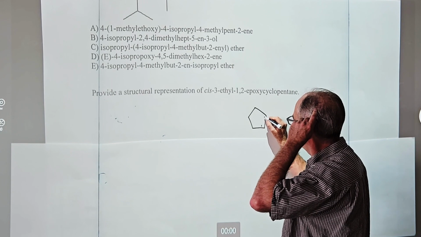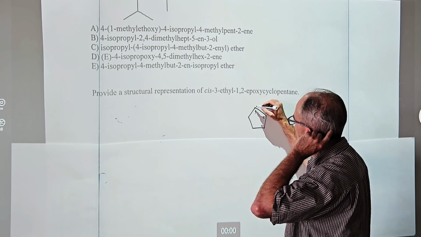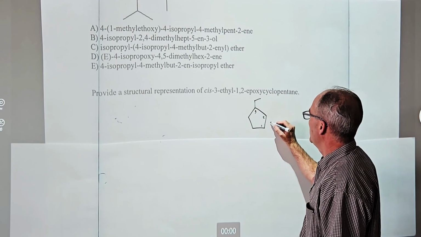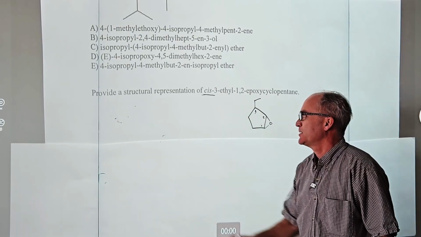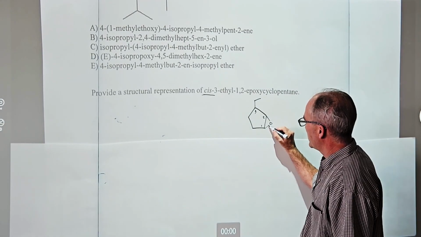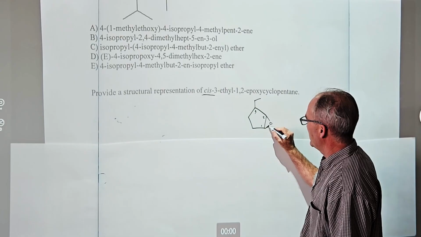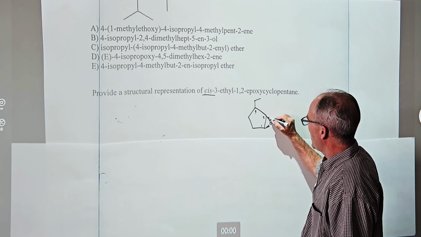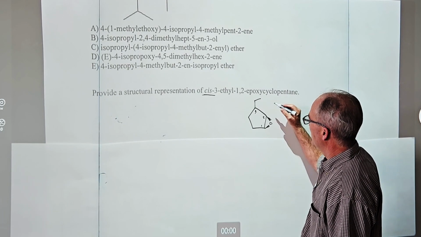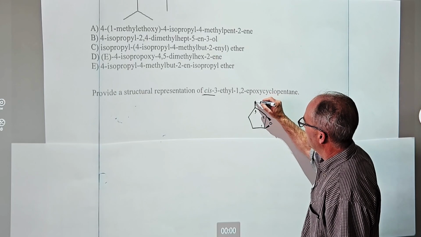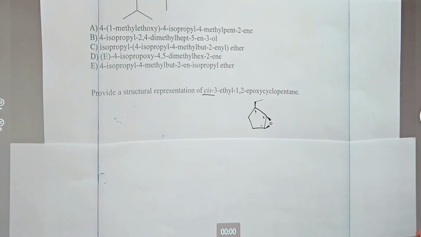Cyclopentane. Let's just call this 1, 2, 3. 3-ethyl, 1,2-epoxy. Cis, what does that mean? So I already got dashes. I'm going to turn these into wedges. I like drawing wedges. I don't like hatched wedges or dashed wedges. Which now that looks kind of weird. That's got to be that thing there.